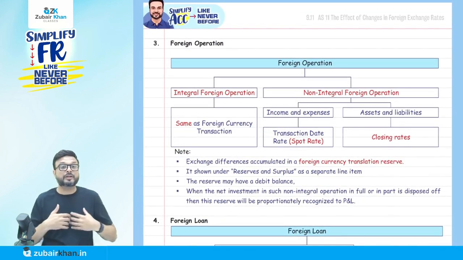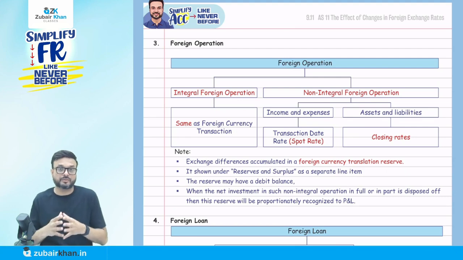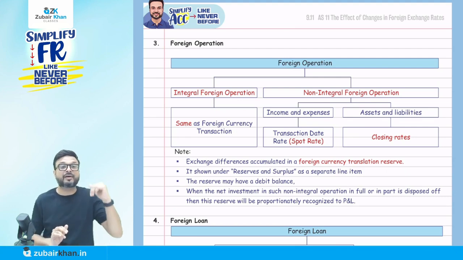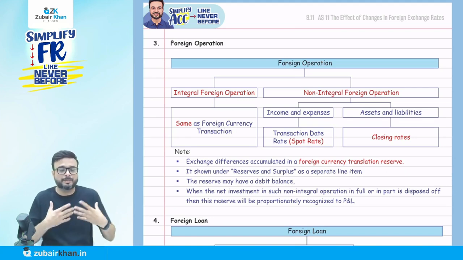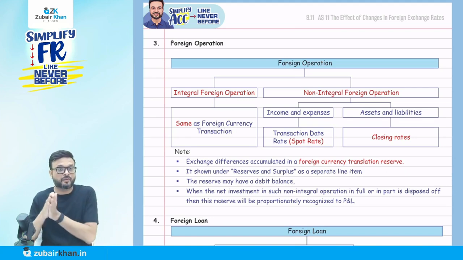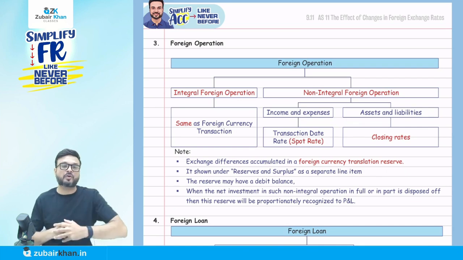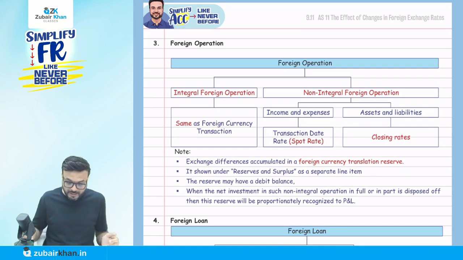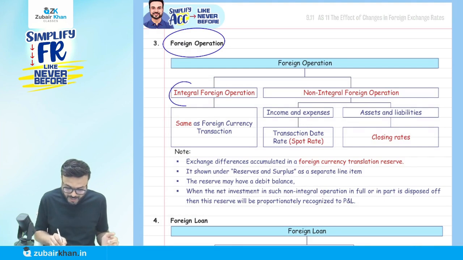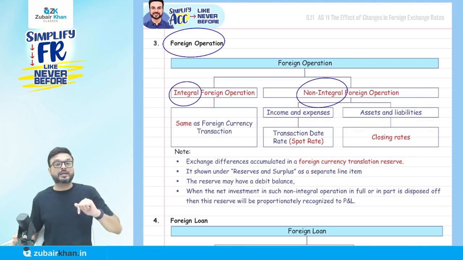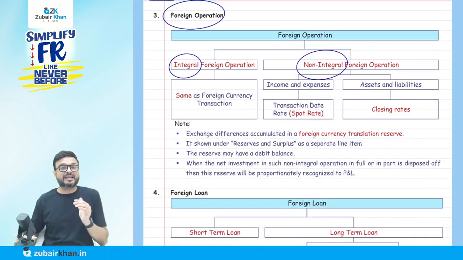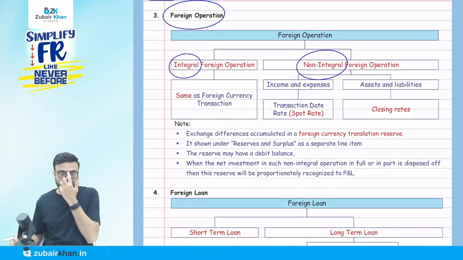Now I'm talking about the foreign operation. What do you mean by foreign operation? Foreign operation means we have a business or some expansion, like a subsidiary, joint venture, associate, or branch in a foreign country. We call them foreign operations. There are two types of foreign operation. We call them integral foreign operation and non-integral foreign operation.